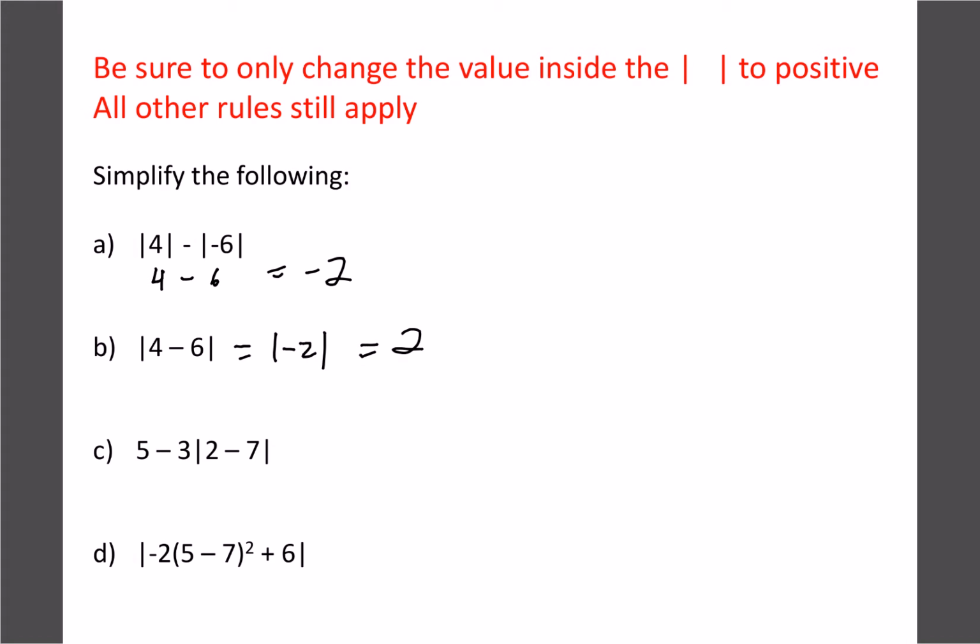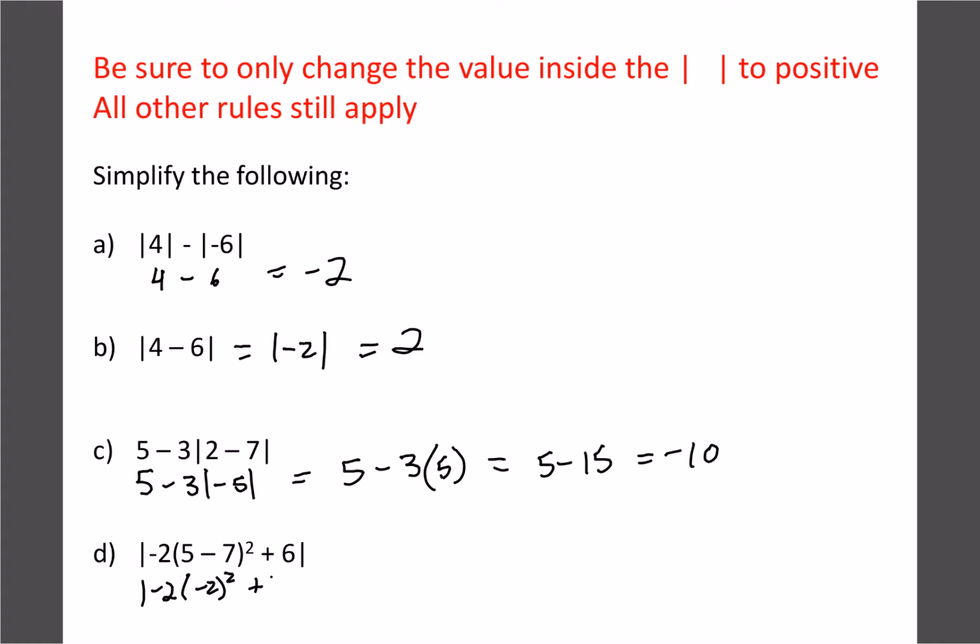For the next one, the 3 out front doesn't change anything. 2 minus 7 would be negative 5. So that would be the same thing as 5 minus 3 times positive 5. You can always change it from absolute values to regular brackets to help you solve the question. That gives us 5 minus 15, which would be negative 10. And the last one, if we do the inside brackets first, we'd have minus 2 times minus 2 squared. Minus 2 squared is 4.